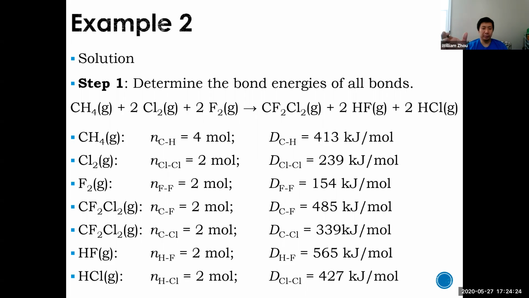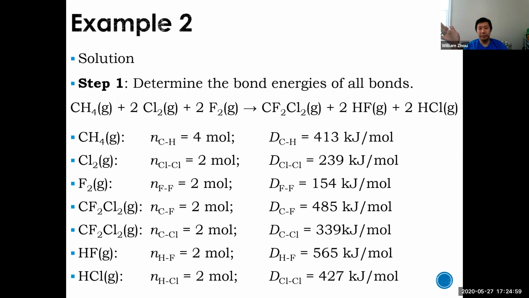Those are the reactants. For the products, you have CF2Cl2. In 1 molecule of CF2Cl2, you have 2 CF bonds and 2 CCl bonds. That's why I wrote 2 different rows. The first row is for the CF bond. There's 2 moles of those, 455 kilojoules per mole. But for the CCl bonds, you still have 2 moles. This one is 339 kilojoules per mole. I have 2 rows for that because there are 2 different bonds.